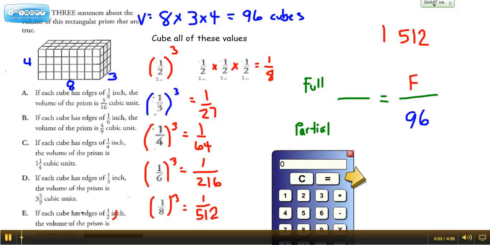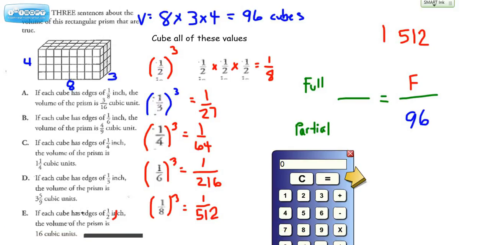We're taking a look at question number 1 from the L31. Select 3 sentences about the volume of this rectangular prism that are true. And the first thing you should probably do is count out the number of cubes. We have 8 going this way, 4 going this way, and 3 going back. And if we apply that to the formula length times width times height, we end up getting 96 cubes.